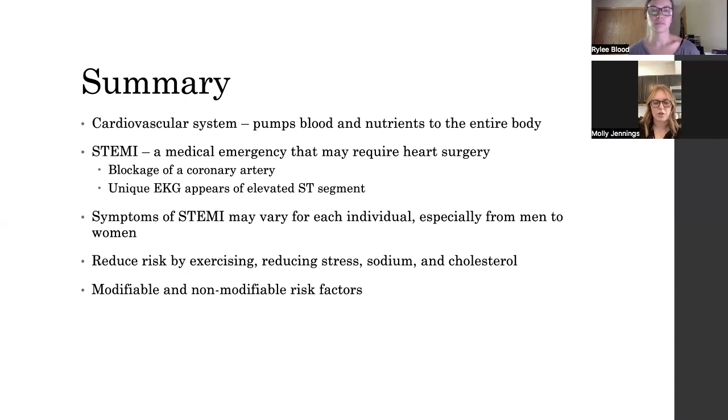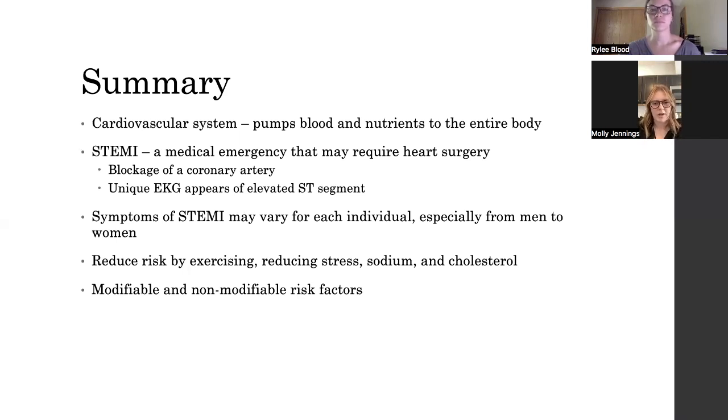We really want to know about the pain, where it's at, if it moves, what it felt like when it started, and then also assess other body organs like the skin, their work of breathing, and their mentation, as those are linked to the heart function as well.